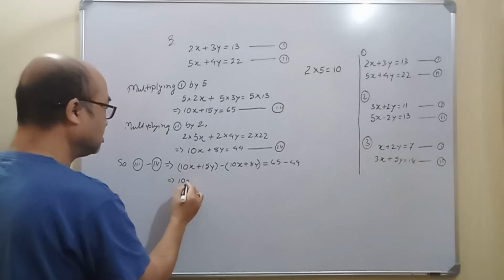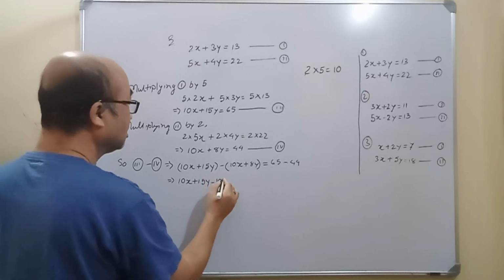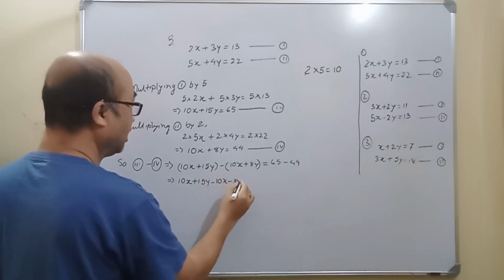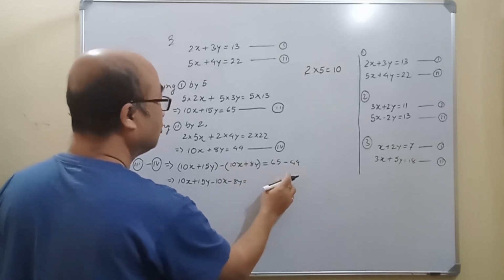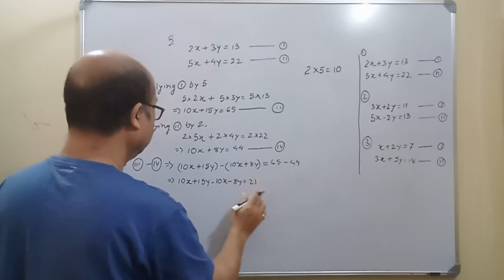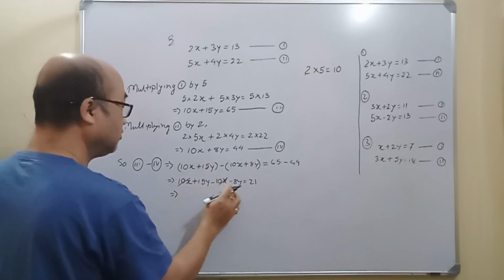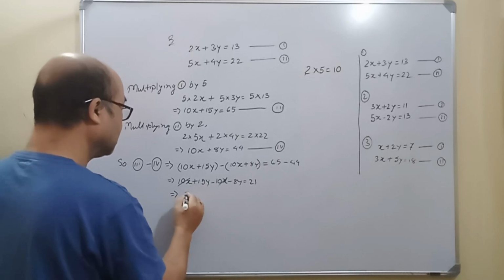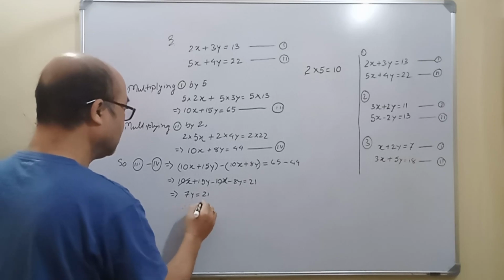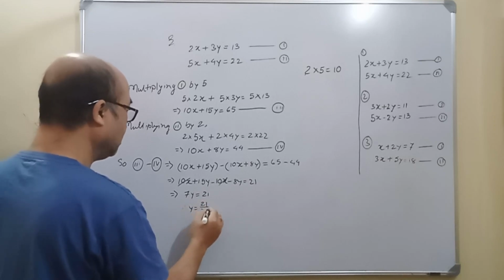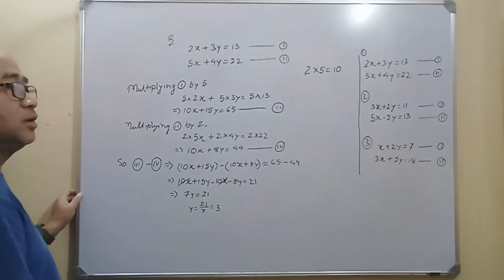So that simply means 10x plus 15y minus 10x minus 8y. Minus into plus, minus 8y. 65 minus 44, how much? 21. So this cancels out, eliminated. So 15y minus 8y is 7y is equal to 21. Hence y is 21 by 7, which is equal to 3. So y is equal to 3. So we got the value of y.